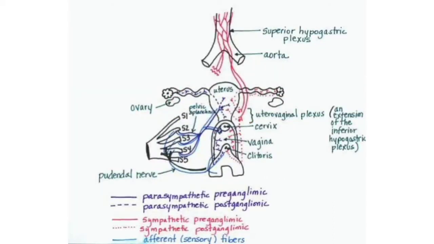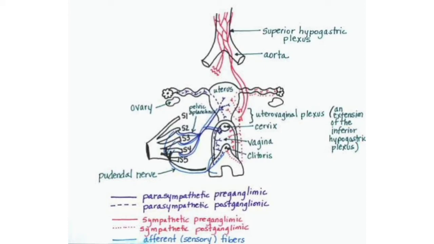Now let us learn about the nerve supply of the vagina. The nerve supply of the vagina is maintained by a nerve plexus known as the utero-vaginal plexus. You can see on the right side, it is written in green letters, utero-vaginal plexus. This is a plexus of nerve fibers which supplies both the uterus and the vagina. So this nerve plexus is known as the utero-vaginal plexus.